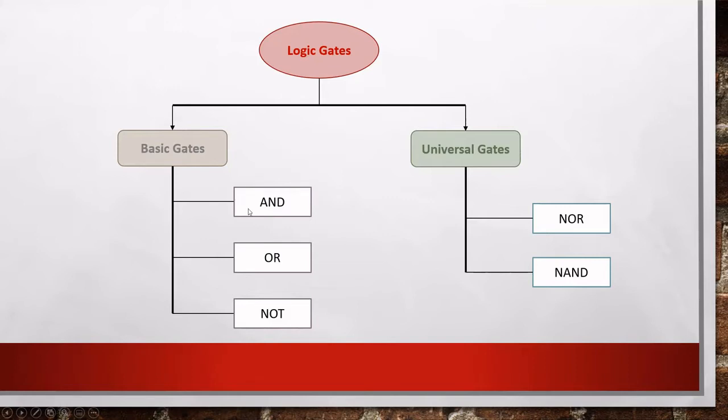In basic gates, there are three operators: AND gate, OR gate, and NOT gate. And in universal gates, we have NOR gate and NAND gate. These universal gates are nothing but a combination of these basic gates. The NOR gate combines the NOT and OR operators, and the NAND gate is a combination of AND and NOT gates.